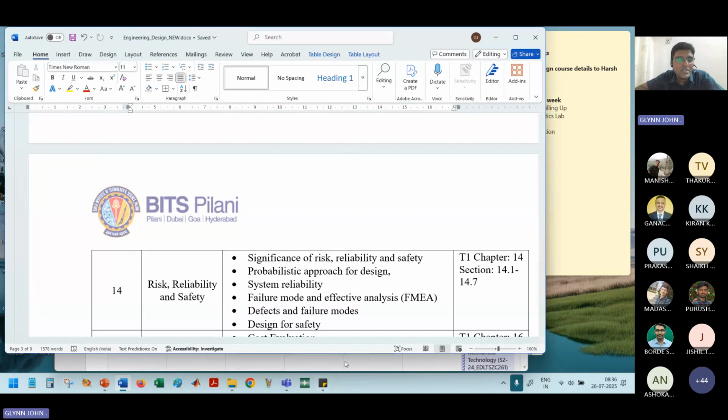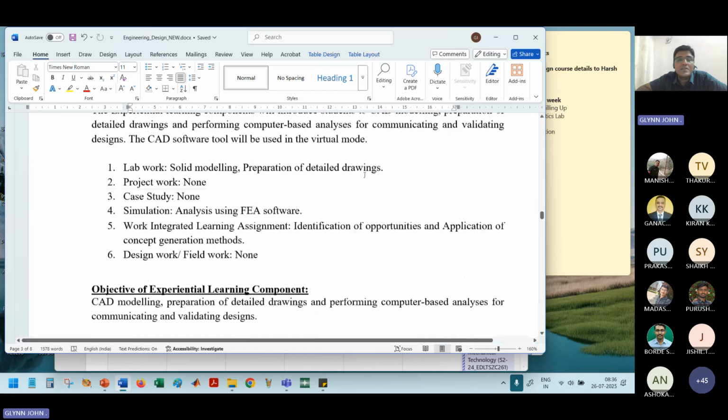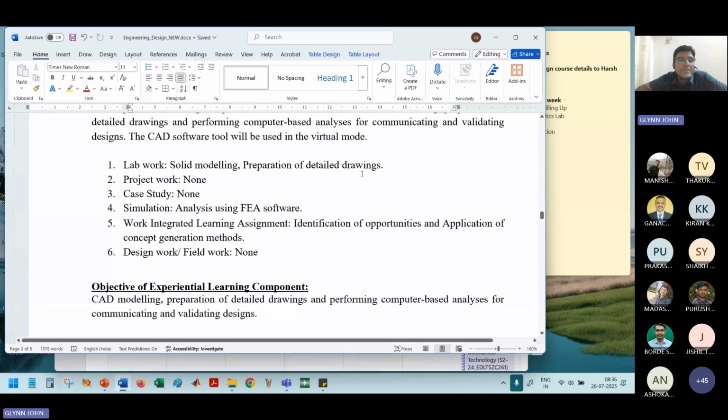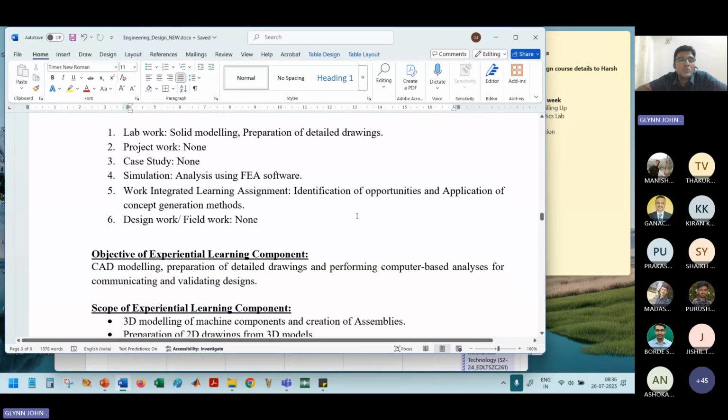But textbook 2, what to say, it focuses more on the product development process. So if you are interested in that particular area, then yes, you can buy textbook 2. Otherwise, textbook 1 is good for the course.